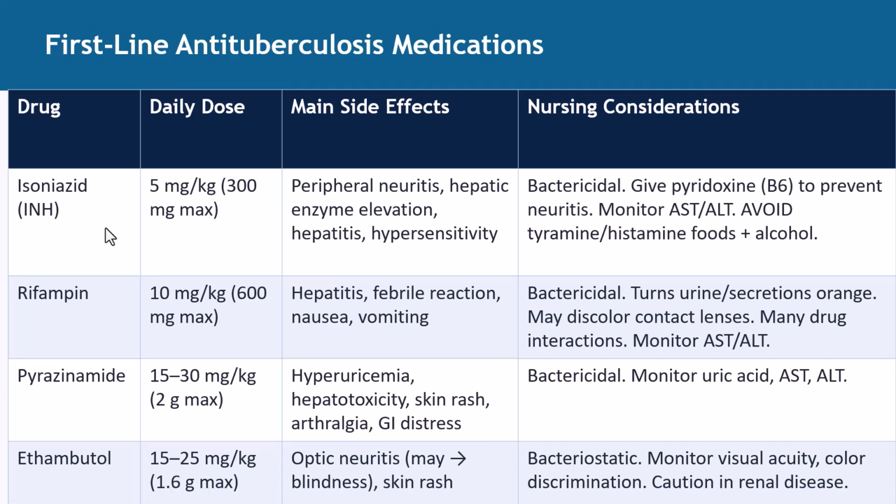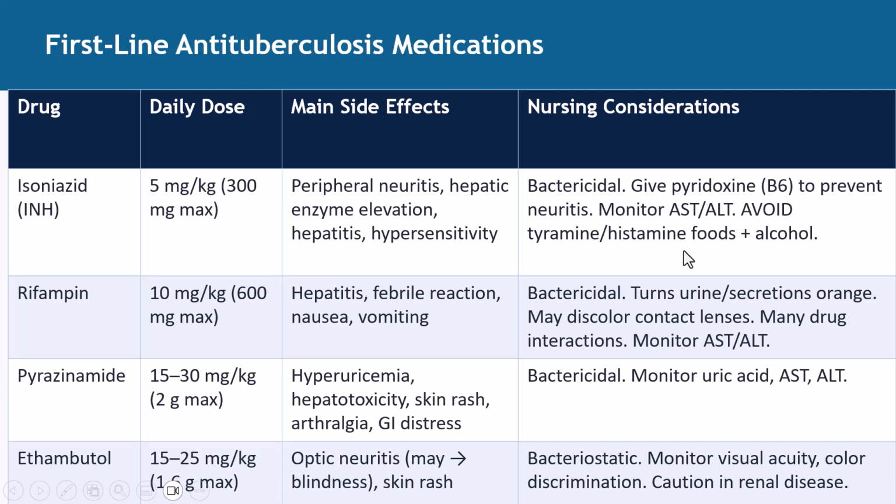The first and most important is Isoniazid, also called INH. The adult daily dose is 5 mg per kilogram with a maximum of 300 mg daily. Isoniazid is a bactericidal drug, meaning it kills the bacteria. Its most important side effects include peripheral neuritis, that is inflammation of the nerves causing numbness and tingling, particularly in the hands and feet, as well as hepatic enzyme elevation and hepatotoxicity. This is why pyridoxine, which is vitamin B6, is routinely given alongside isoniazid as prophylaxis against neuritis.